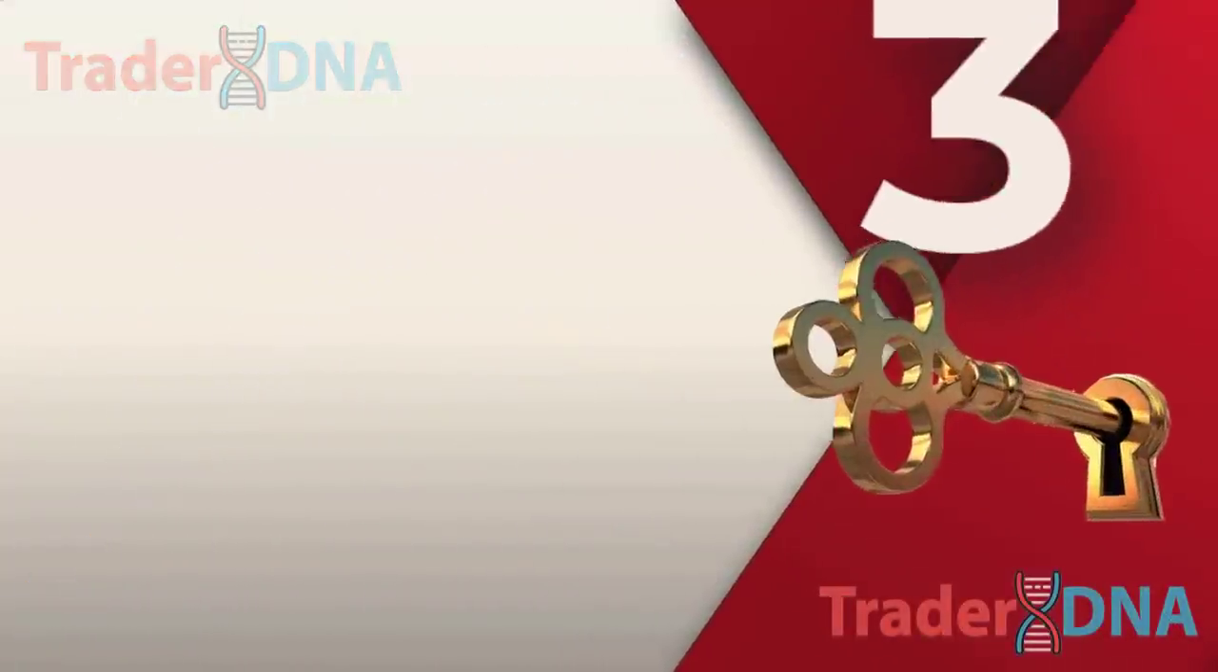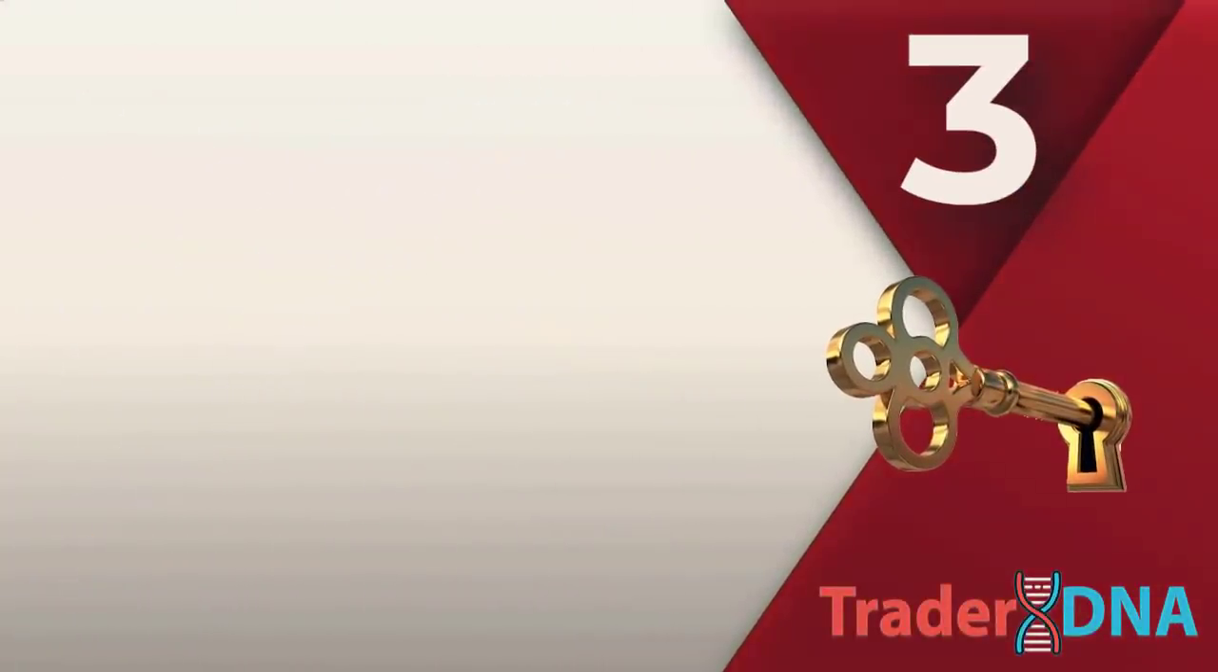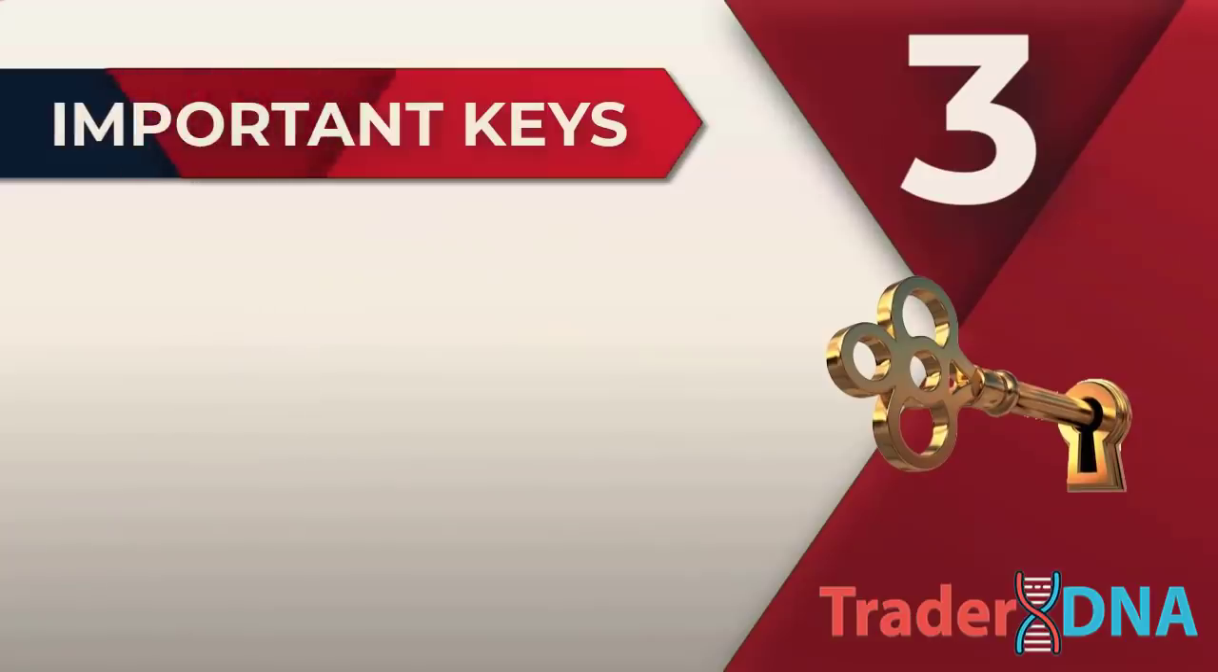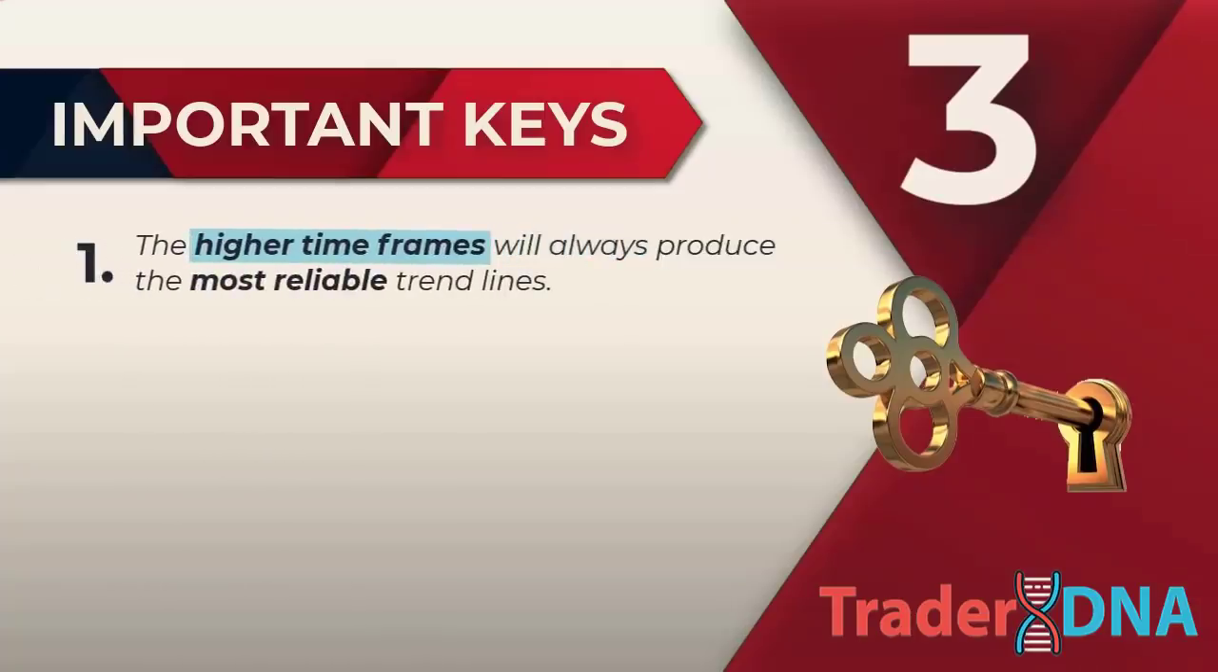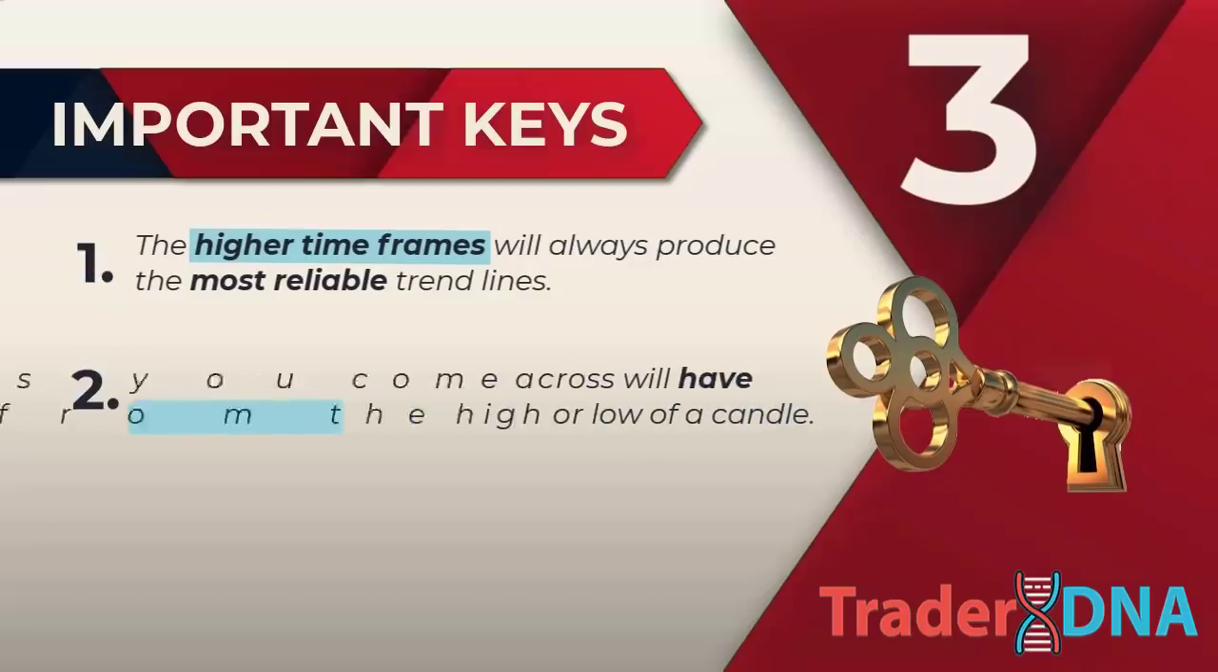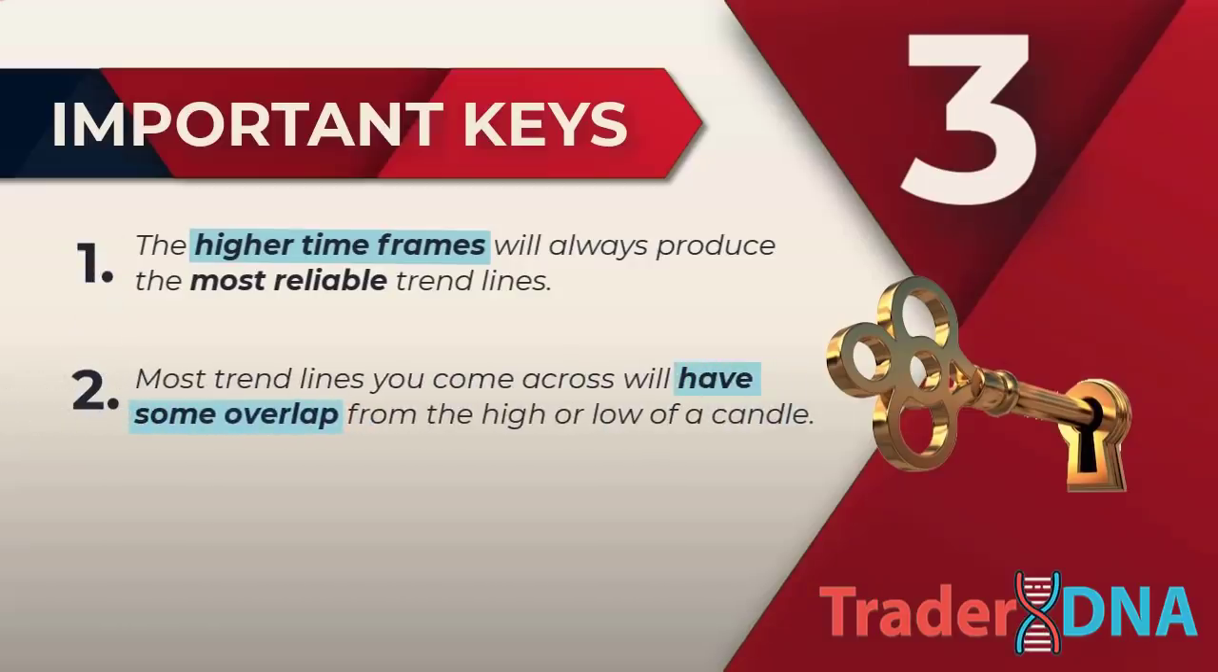3 keys to drawing trend lines effectively. There are 3 very important keys to drawing perfect and effective trend lines. First, the higher time frames will always produce the most reliable trend lines, so start there and work your way down. Second, most trend lines you come across will have some overlap from the high or low of a candle, but what's important is getting the most touches possible without cutting through the body of a candle.